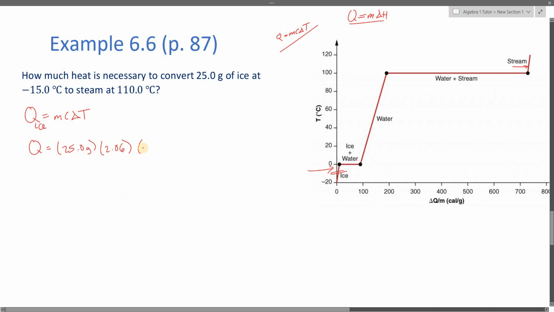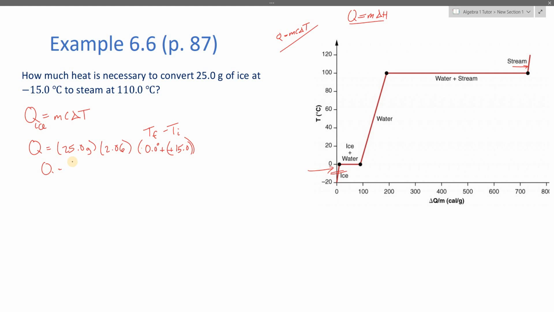And then our delta T. Remember, it's final minus initial, temperature final minus temperature initial. If it's ice, it's initially at negative 15.0 degrees, and we're going to subtract that from where it ceases to be ice, so 0.0 degrees. So then that means we're going to change the sign of the subtrahend and add. So we're going to have Q is equal to 25.0 times 2.06. In our calculator, 25.0 times 2.06 gives me 51.5.